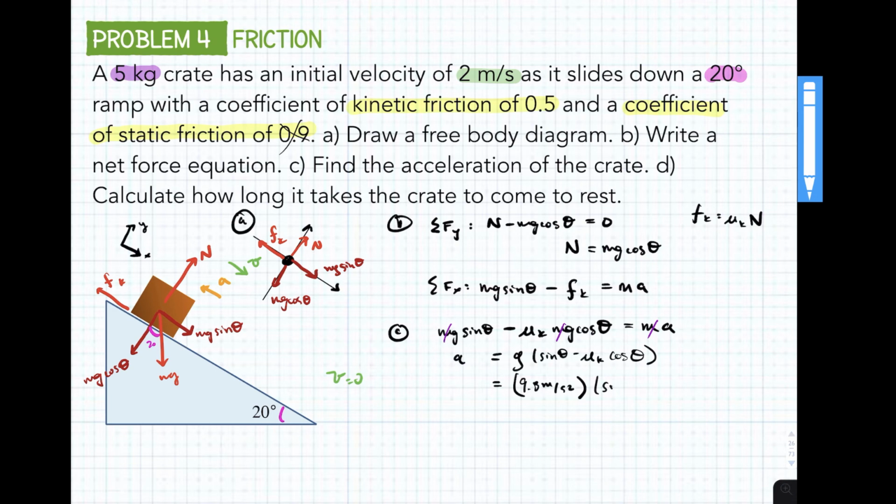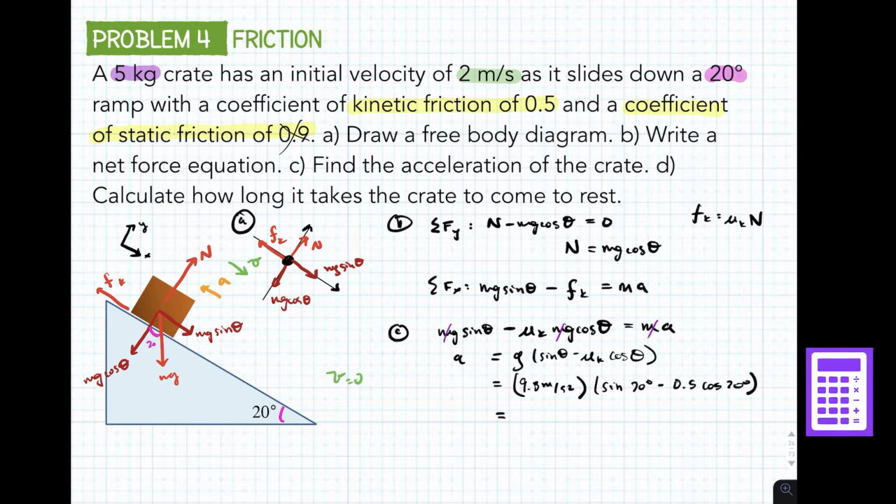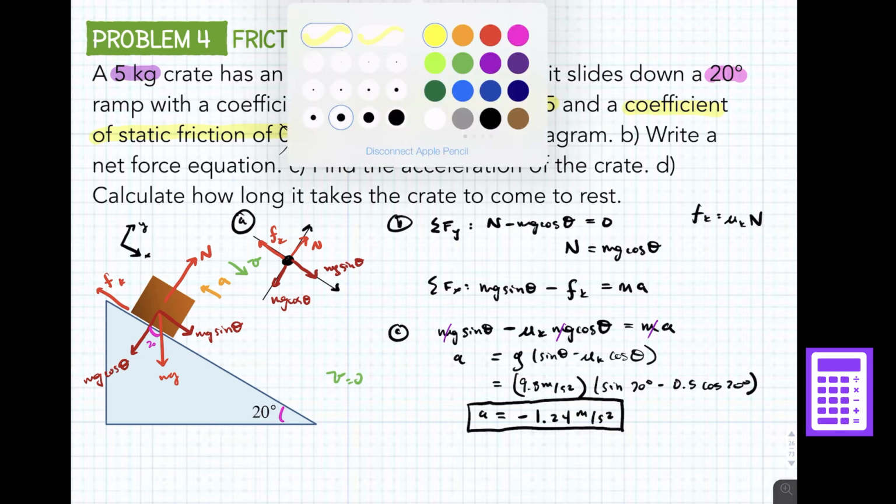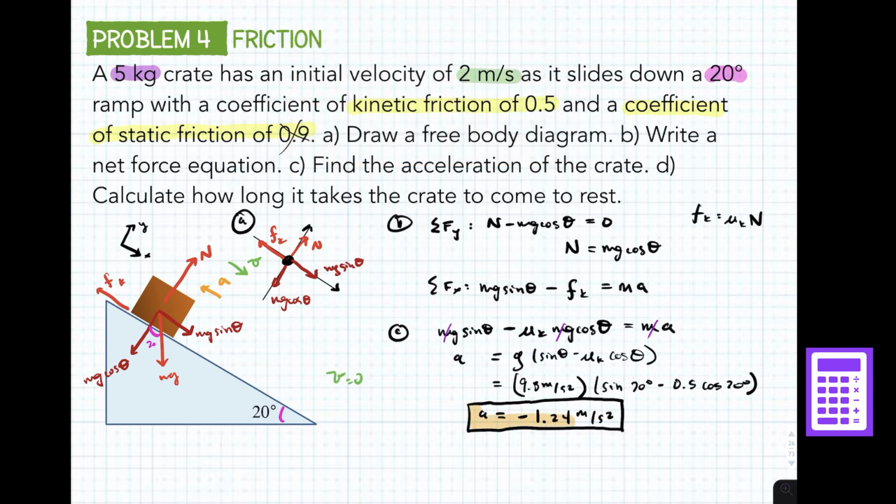So we say sine of 20 degrees minus 0.5 cosine of 20 degrees. Plug all that stuff in, and that should give you negative 1.24 meters per second squared. So that keeps our negative sign that we were expecting, since we did not put that into the equation, we were just guessing the direction. So you get it straight from the math because you put all the other signs in correctly.